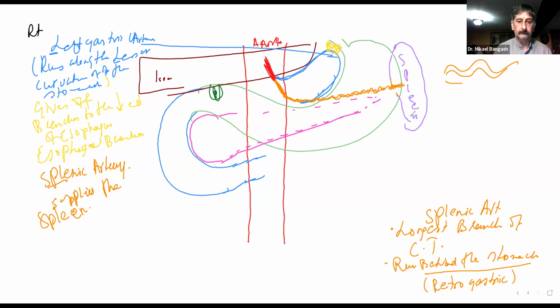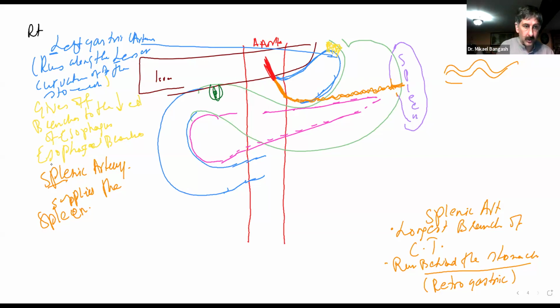Is that clear? Okay. Now what we also see, as it runs more and more towards the left to reach the spleen, it runs along the body and tail of your pancreas.